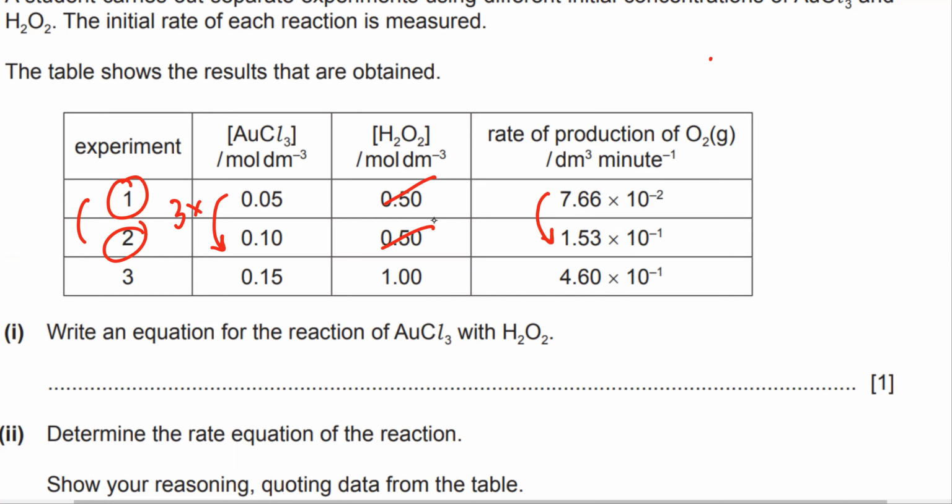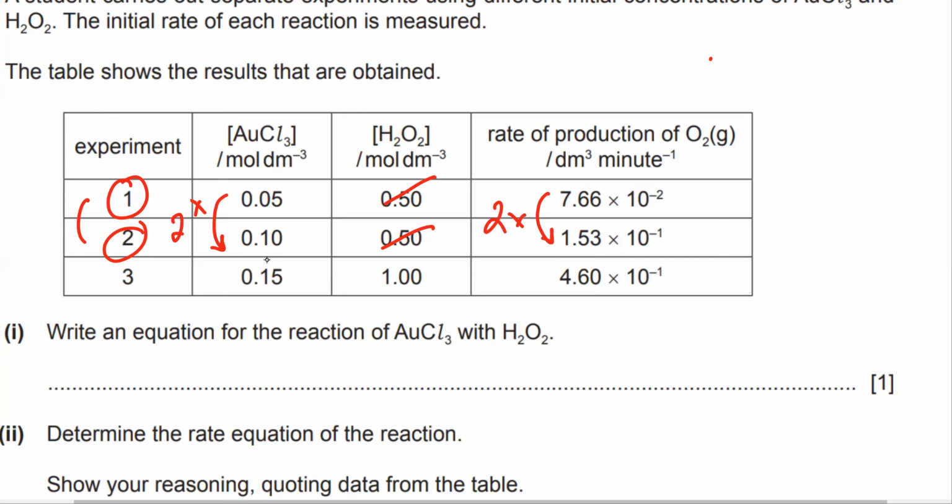Sorry, it's not increasing by 3 times. You're doubling the concentration of AuCl3. And you're not changing the concentration of the other reactant. So that means by looking at this, you can figure out the relationship between the rate and AuCl3 because one of the reactants has been kept constant. So the concentration doubles, and you would notice that this also doubles.